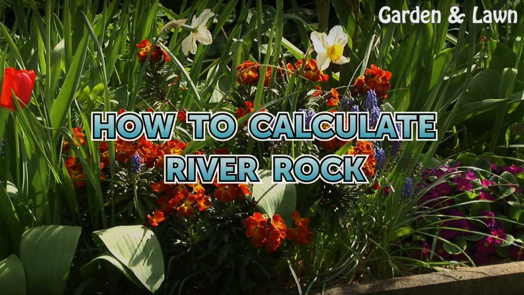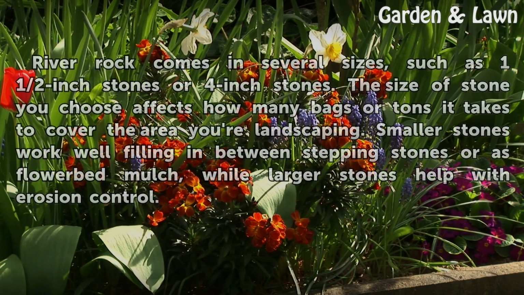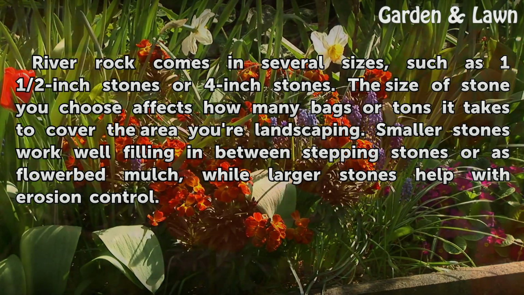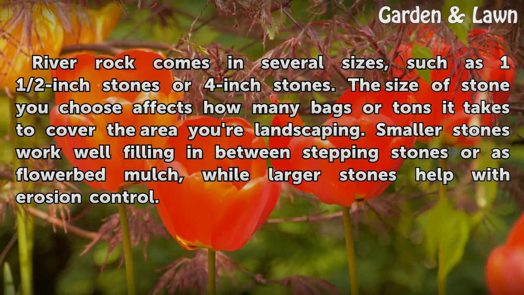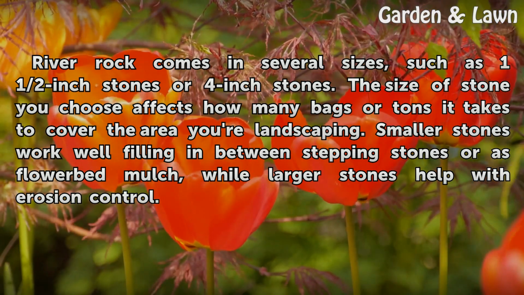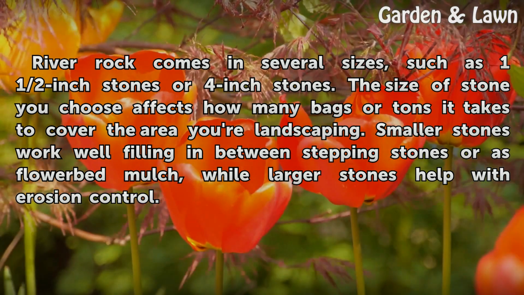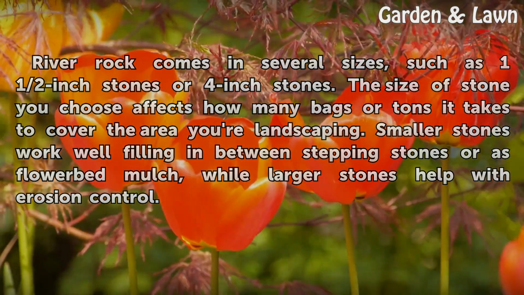How to calculate river rock. River rock comes in several sizes, such as 1.5-inch stones or 4-inch stones. The size of stone you choose affects how many bags or tons it takes to cover the area you're landscaping. Smaller stones work well filling in between stepping stones or as flower bed mulch, while larger stones help with erosion control.